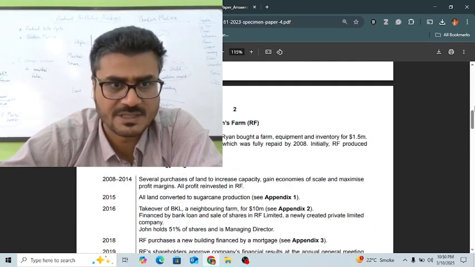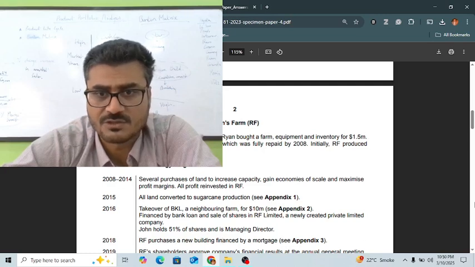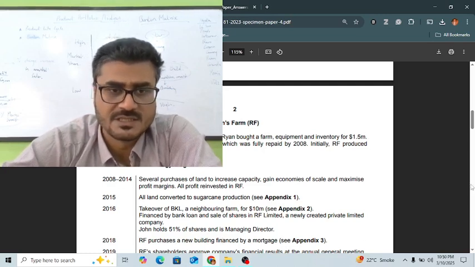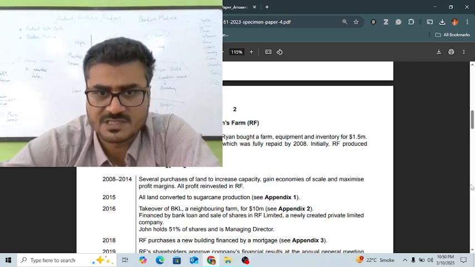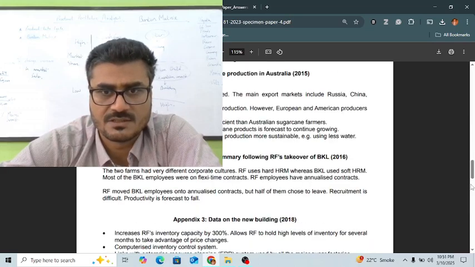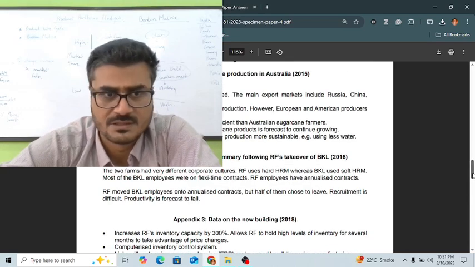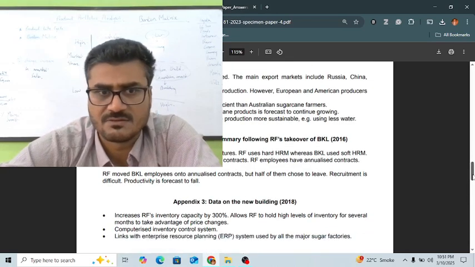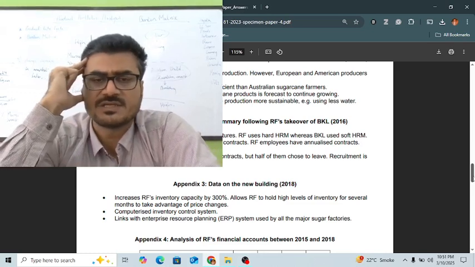And what happened next is in 2018, RF purchased a new building financed by a mortgage, see appendix 3. So they bought another building. Again, it was also financed by a mortgage, and we can see the appendix 3 data. Appendix 3 shows data. There is an increase in RF's inventory capacity by 300%.